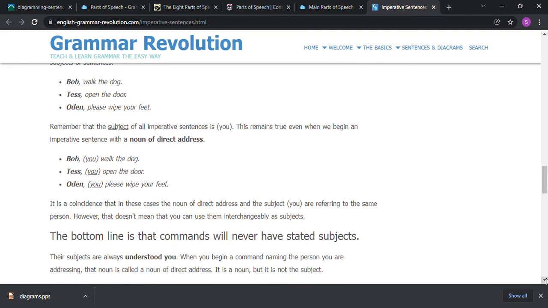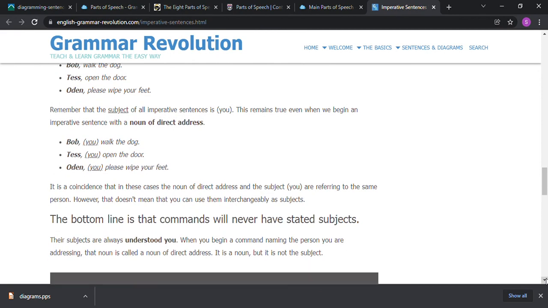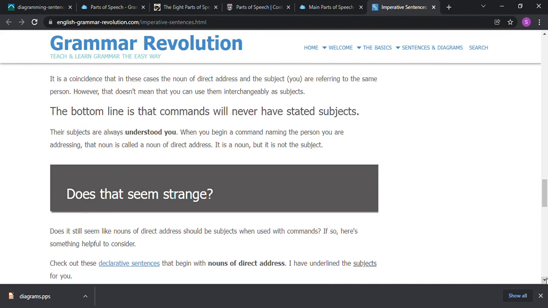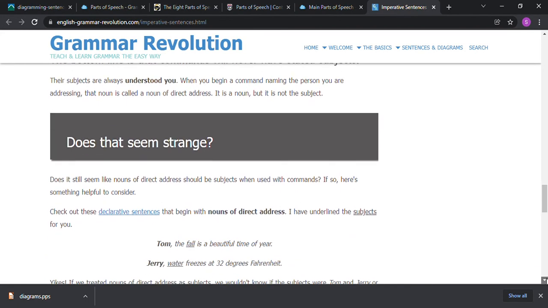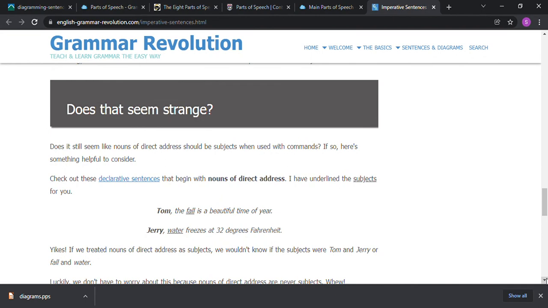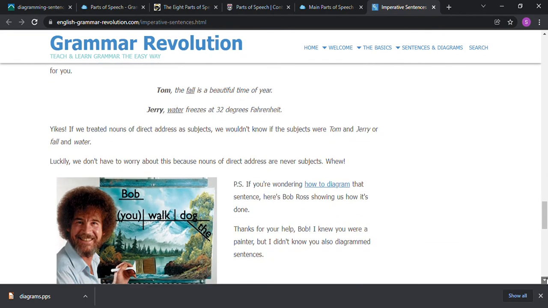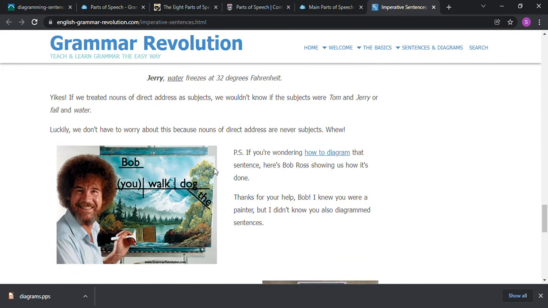So this talks more about that, and the you understood, and it asks if it seems strange, and then it explains it more, and I love it. And then they have links where you can click the declarative sentence. So it's excellent. It's just an excellent website. And then here she shows you this picture of diagramming the sentence with you, walk, dog, and the underneath the word dog, because the is describing the word dog.